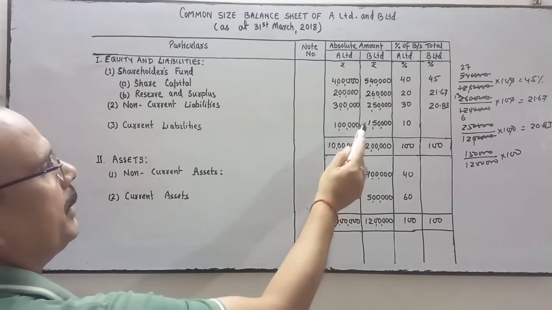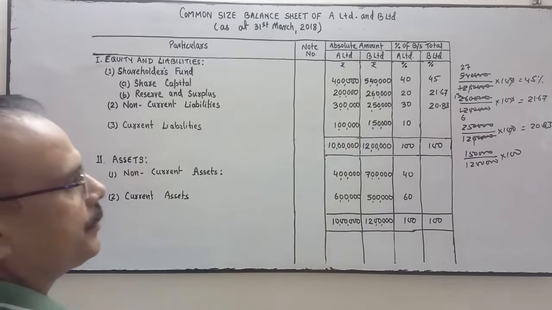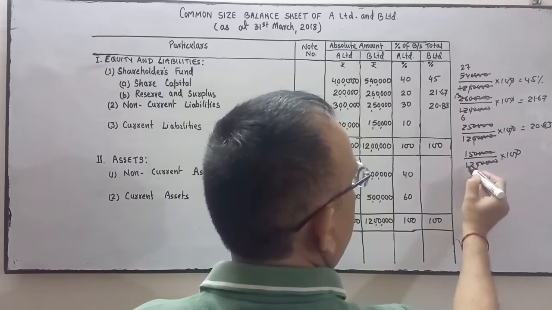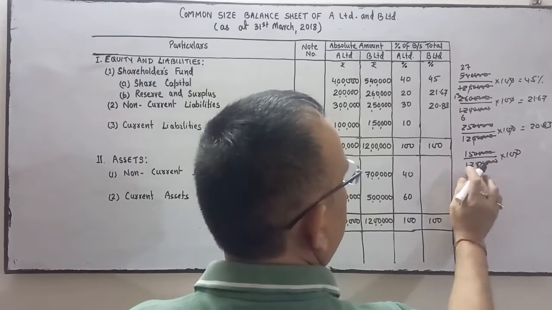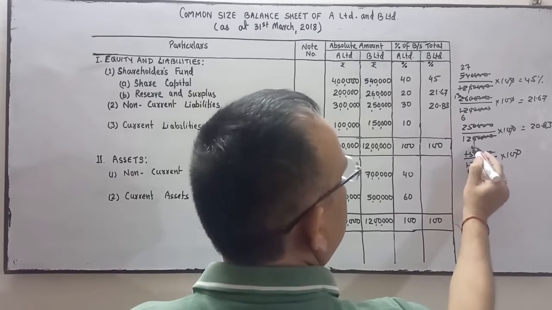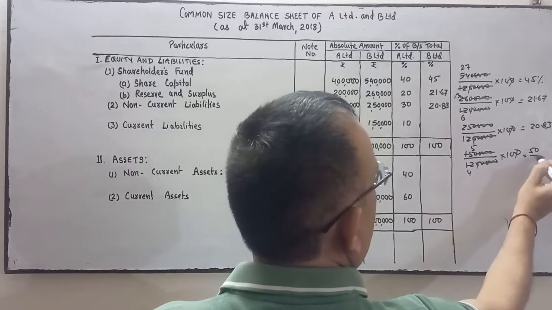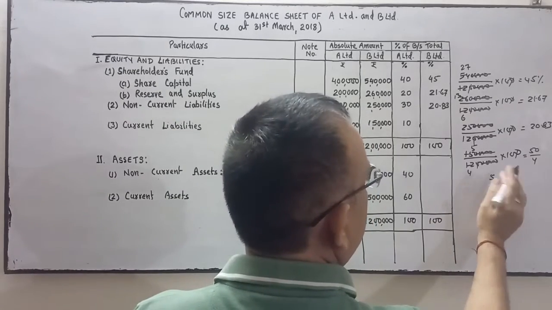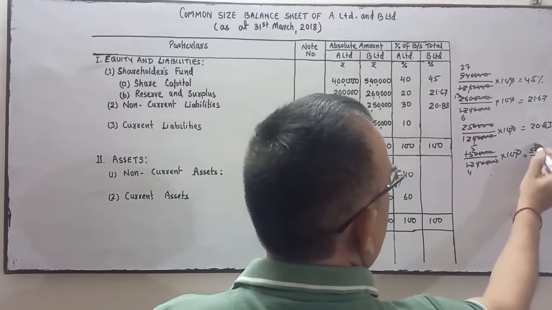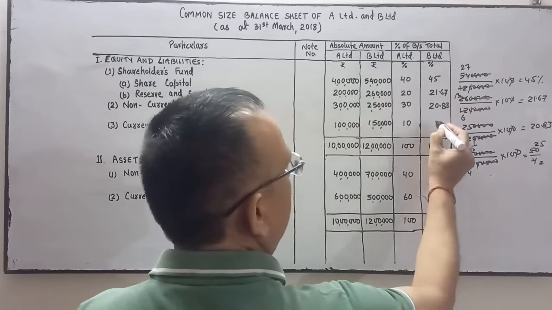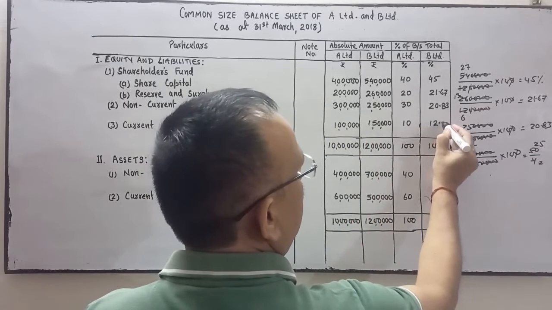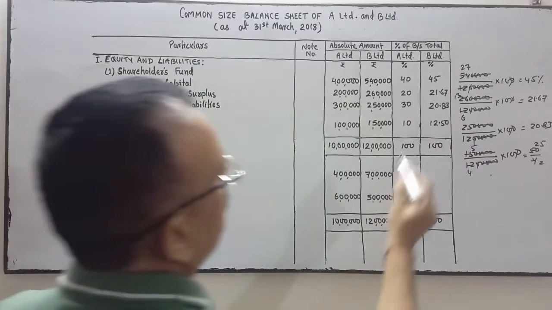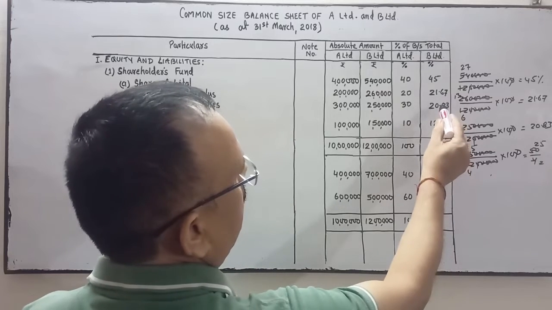Current liability of B Limited is 1 lakh 50 upon 12 lakh into 100. So 50 upon 4, this will be 25 by 2, 12.50. So total must be 100. You can verify it.